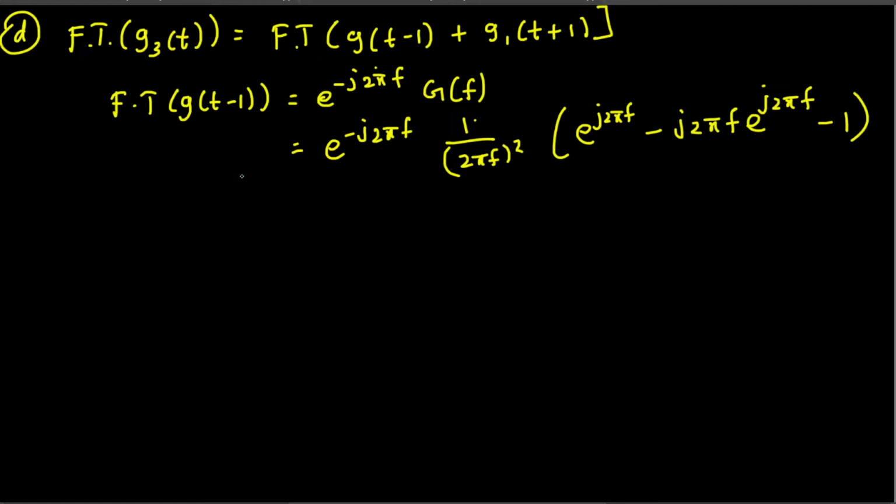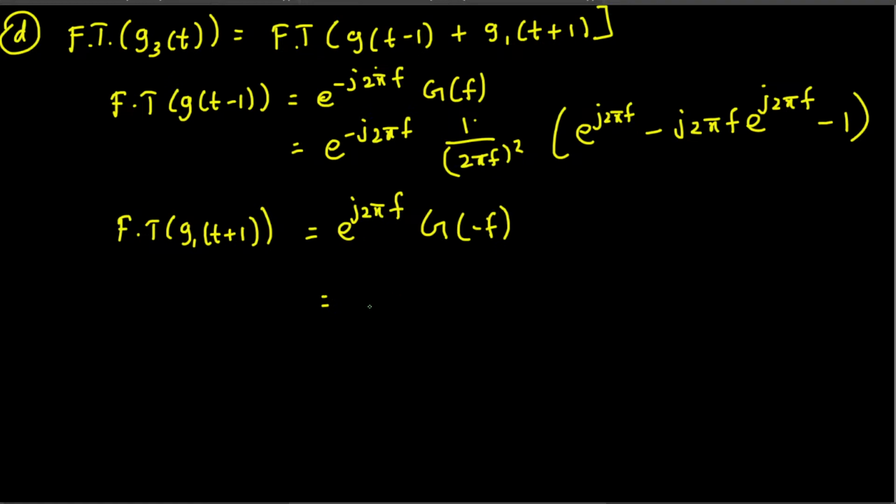Okay, now this is for the g of t minus 1. Now we have to do the g1 of t plus 1. The Fourier transform of g1 of t plus 1 is equivalent to, so before, when we had minus 1, moving 1 unit to the right, we had minus j 2 phi f. When we are moving 1 unit to the left, this is a plus j 2 phi f, e power j 2 phi f, and then multiplied by the Fourier transform of g1 of t, that is basically the time reversal of g of f, that is g of minus f.